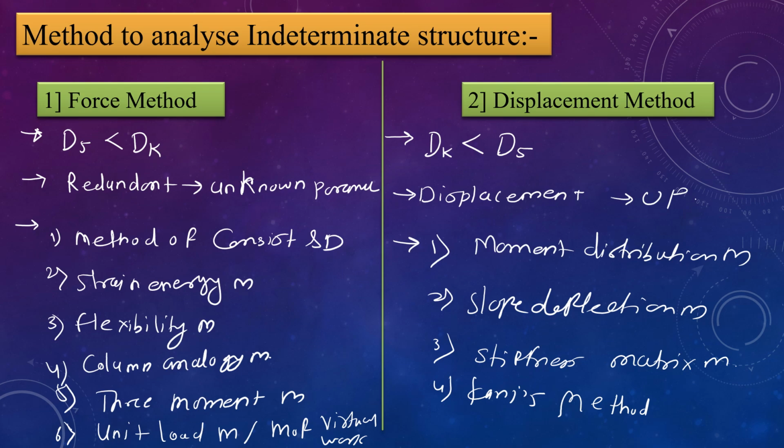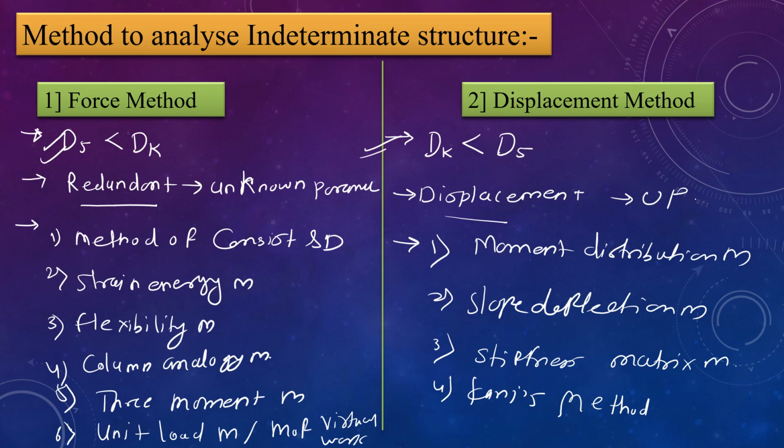All the methods are important. They ask questions about these methods, such as: ds is less than dk in case of which method, or similarly, dk is less than ds happens in which method, and also the redundant parameter. And for a few methods, they ask which method the method of consistency belongs to, or else they ask whether moment distribution and slope deflection belong to which method. These kinds of questions they ask on these points.